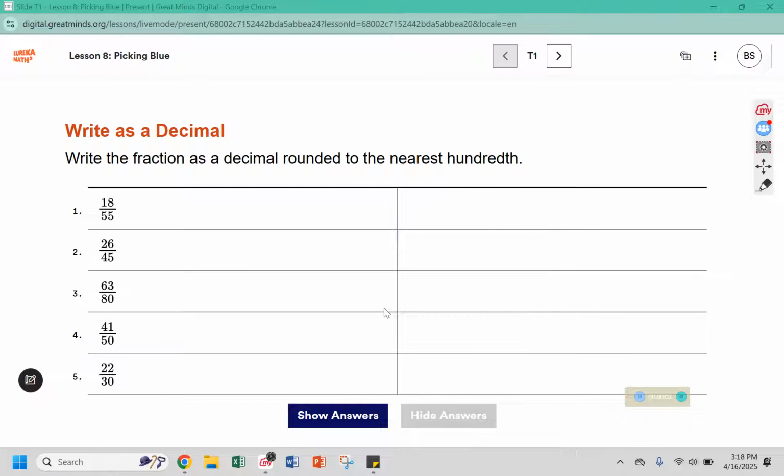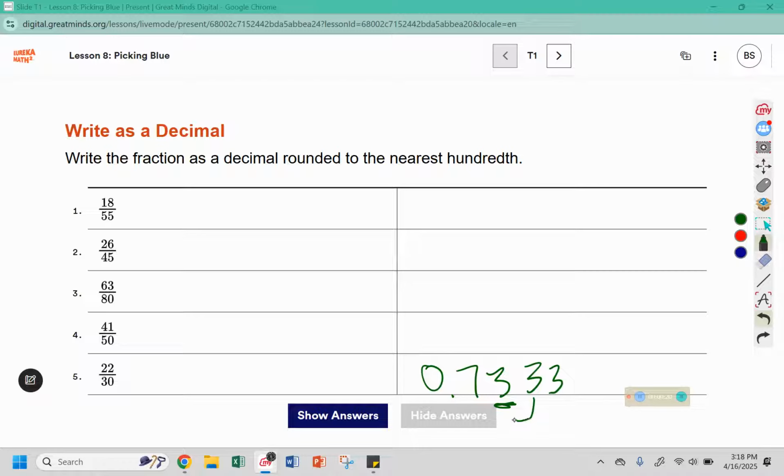Write the fraction as a decimal rounded to the nearest hundredth. So we can do 22 divided by 30, which gives us 0.73 repeating, but to round to the hundredths place, that's 2 decimal spots, we look at the one after it. If it's 5 or more, it raises this number, but if it's a 4 or less, it's going to stay. So this is 0.73.